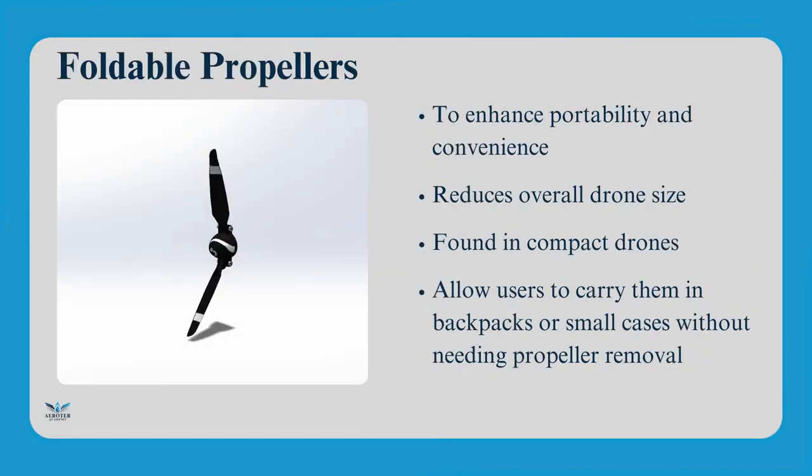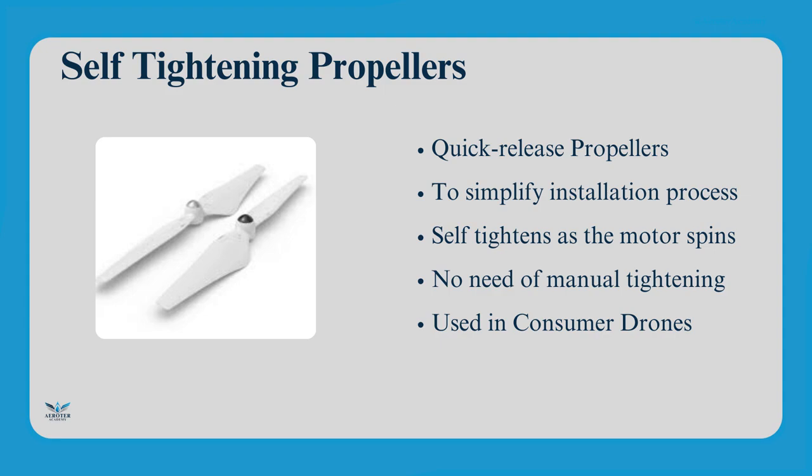These propellers can be folded when the drone is not in use, reducing the overall size and making it easier to transport. Folding propellers are commonly found in compact and foldable drones. Self-tightening propellers. Also known as quick-release propellers, these are designed to simplify the installation process. They feature a unique mechanism that allows the propellers to self-tighten as the motors rotate, ensuring a secure fit without manual tightening.